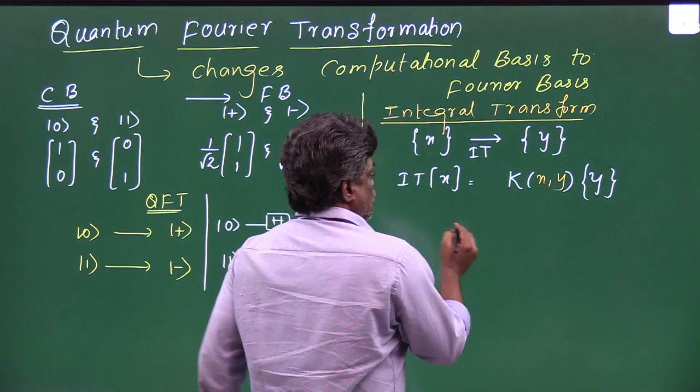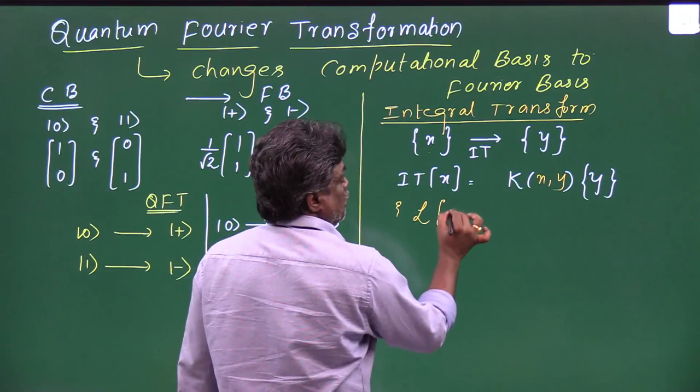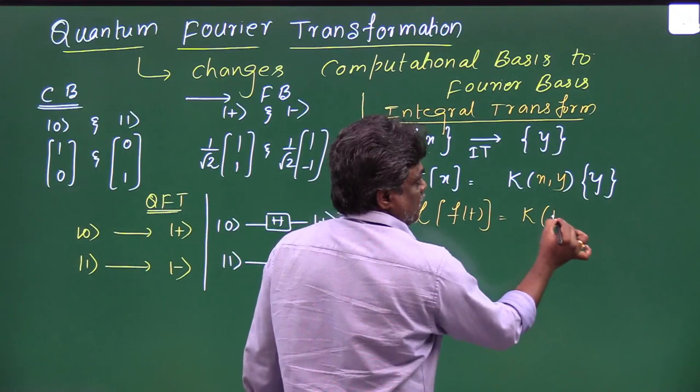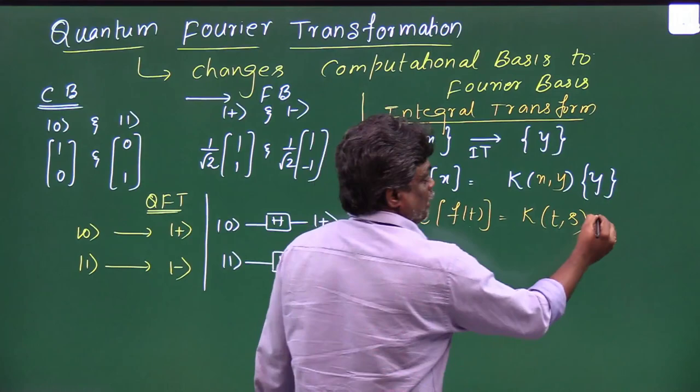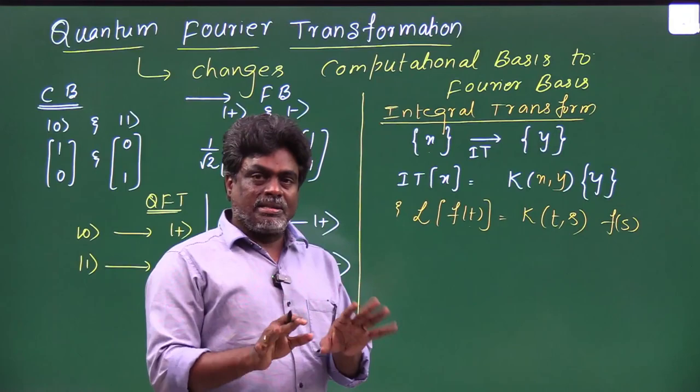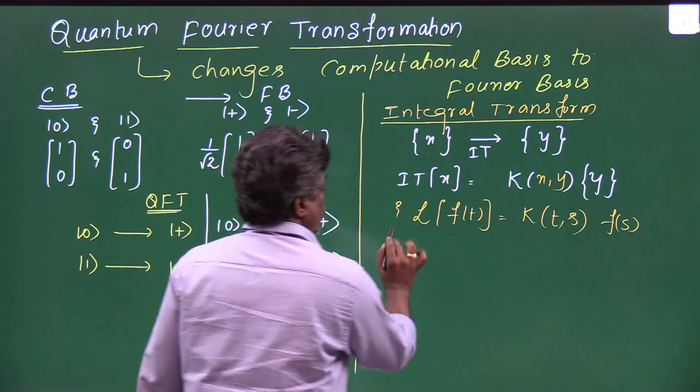For example, I'm just explaining an example. If you have Laplace of f of t, then this kernel is a function of t, this is the input, and I am taking output as s, and here I am getting f of s, something like this. So basically the kernel contains the input and output. Okay, now come to this.